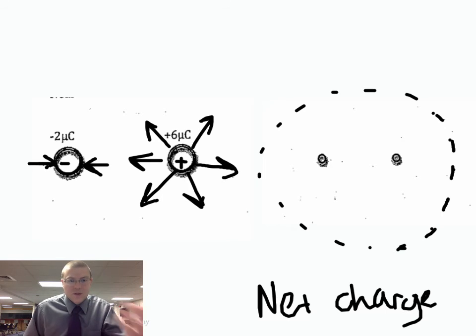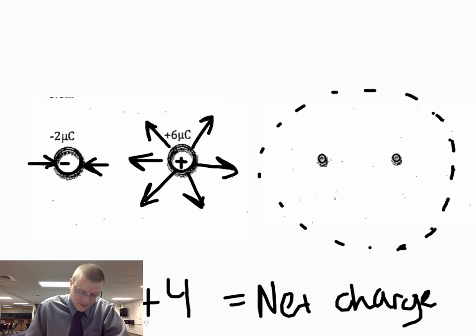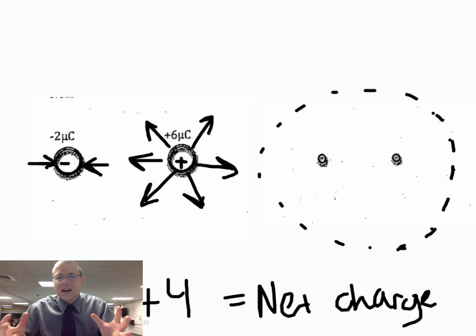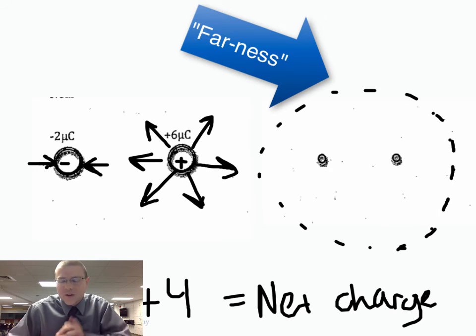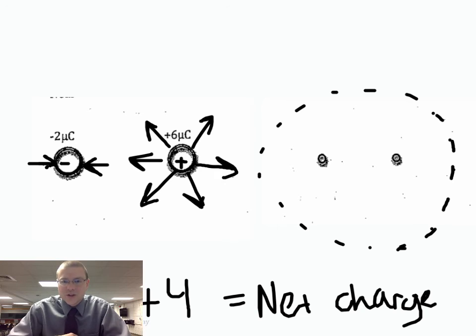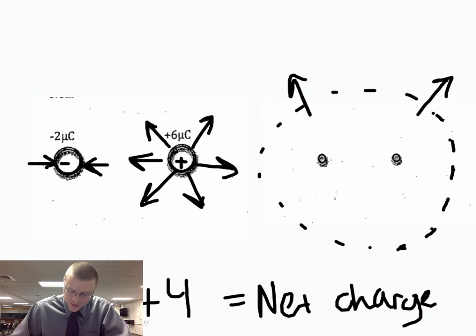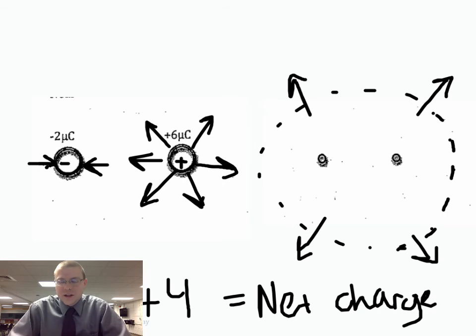I'd say that the net charge on those 2 charges that I've surrounded is +4. So that's the -2 microcoulombs plus the 6 microcoulombs. Gives me a net charge of +4. That means that at this dashed line here, at this line of farness, if you want to call it that, I need to have those 2 charges represent just a +4 net charge. Well, +4 net charge means that I have to have 4 field lines pointing away at this boundary that I've created. So how can I do that?